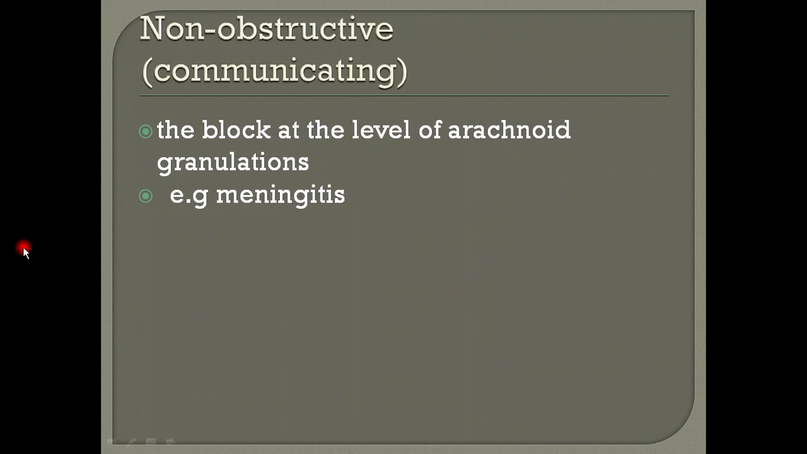The other type is the non-obstructive or communicating hydrocephalus. The block is at the level of the arachnoid granulations, so the CSF is reaching the subarachnoid space, but it's not reabsorbed again to the circulation. An example of that is meningitis.